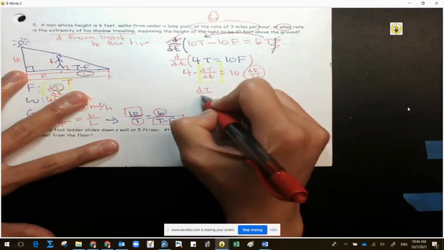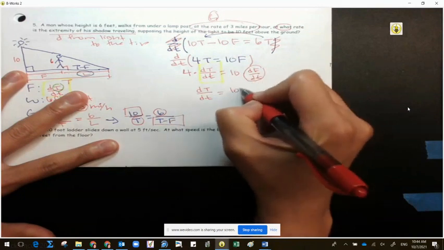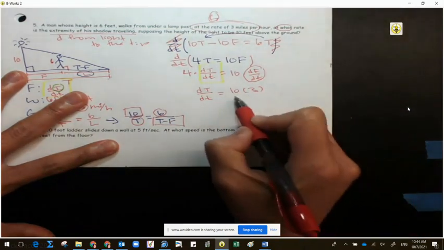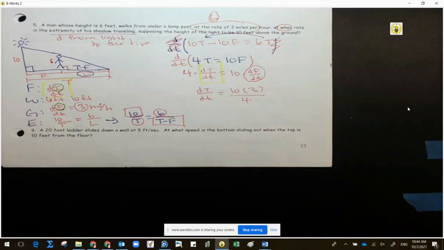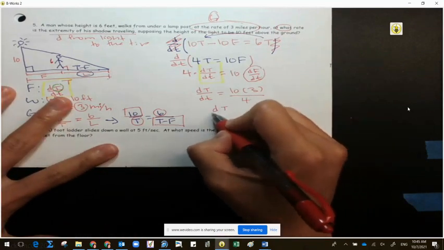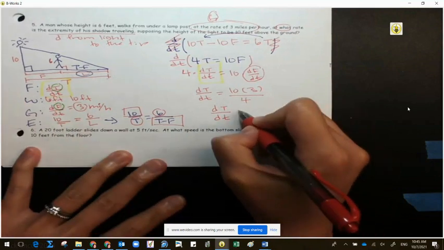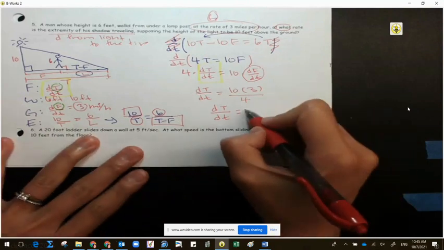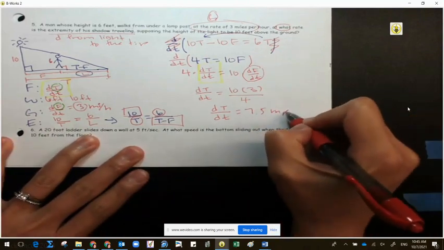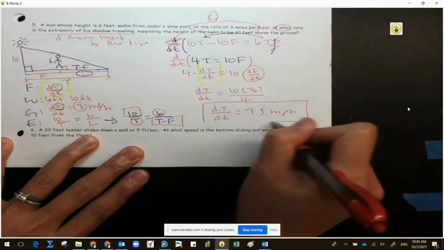So we have dT over dt, 10 times 3. Are we okay if I just divide it by 4 since we have that 4 being multiplied at the beginning? Okay. So let's do our mental math, or y'all can type it in if you want. 10 times 3 is going to give us 30 divided by 4. 7.5. Wow. And that's miles per hour. Boom. Good job.